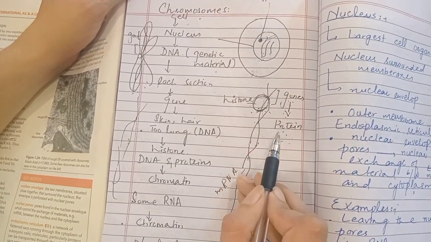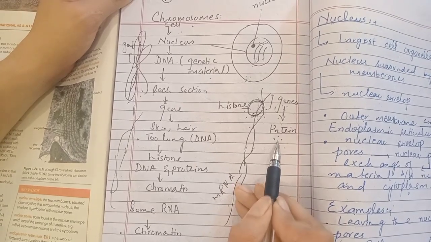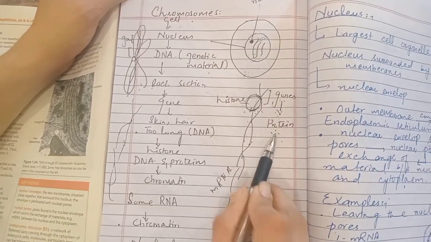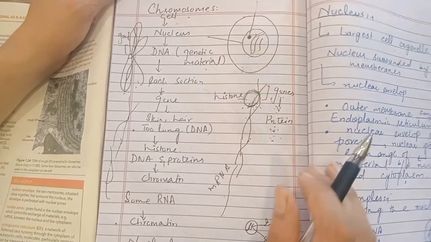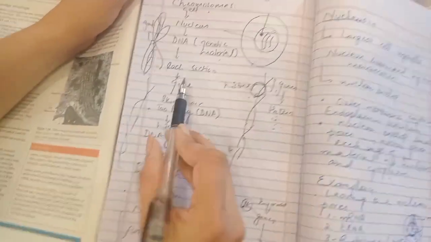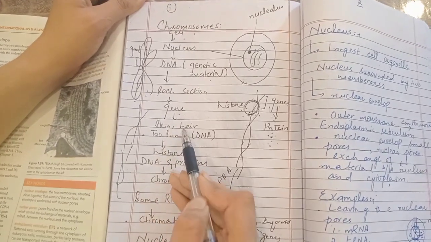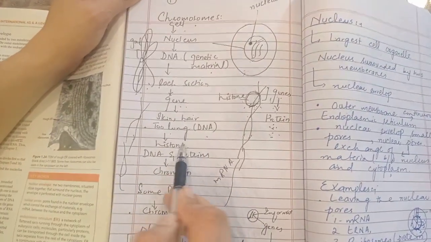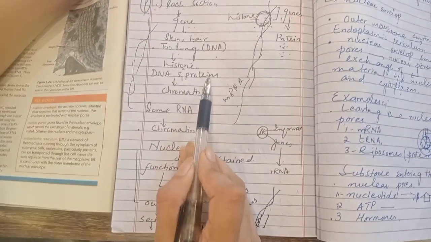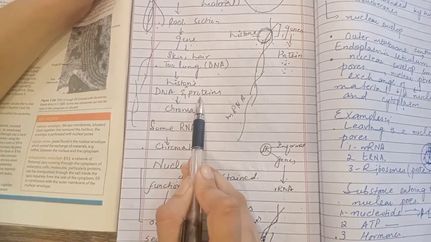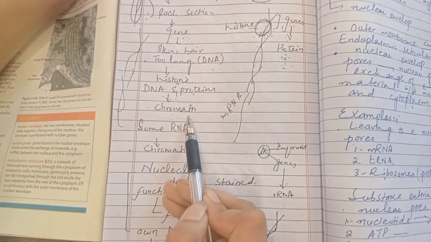Genes are responsible for making special types of proteins. Proteins for hair color, proteins for skin, proteins for each and everything, like for the nails and hair. So each section contains genes, and this DNA is too long, it revolves around histone, and after revolving it becomes short in structure. DNA and proteins together form chromatin.